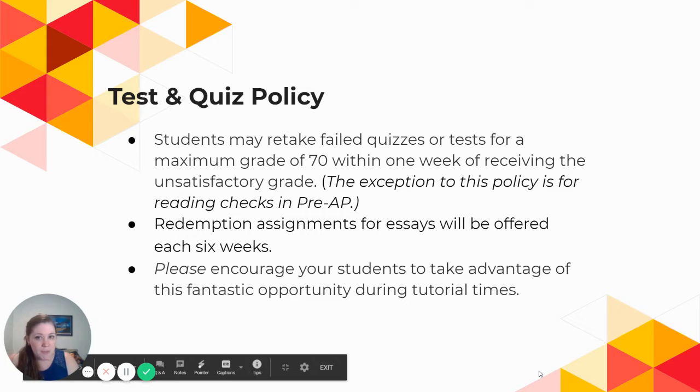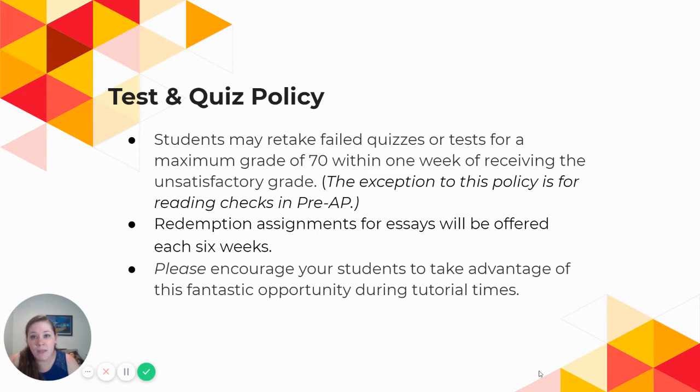Test and quiz policy. So students may always retake a failed quiz or test for a maximum grade of a 70 within a week of receiving that unsatisfactory grade. Now, the exception to this policy is for reading checks in pre-AP. Those are one shot. There are always going to be redemption assignments for essays each 6 weeks. Please encourage your students to take advantage of those. And then please encourage your students to take advantage of the opportunity during tutorial times, specifically for doing any retakes. Tutorial times after school or during FIT are the best time for that.